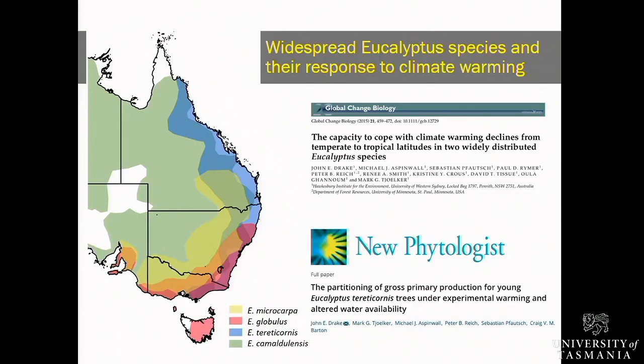There's so many different reasons. They're widespread. There's lots of them. They're really old. They're economically important, etc. And some of the reasons that I think they're really neat to study is because they're widespread and they have overlapping distributions. And that means we can ask questions about evolution and adaptation among different species.